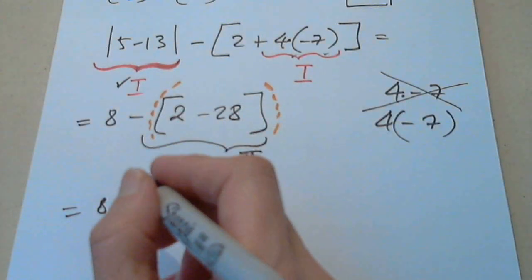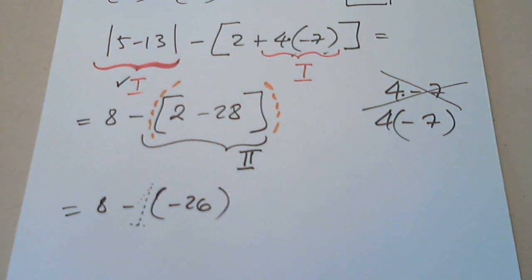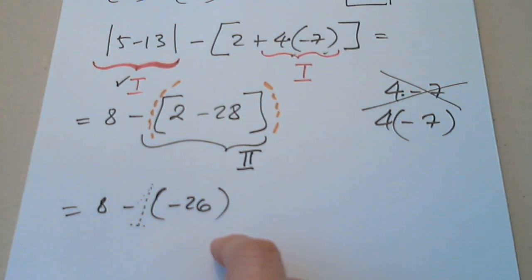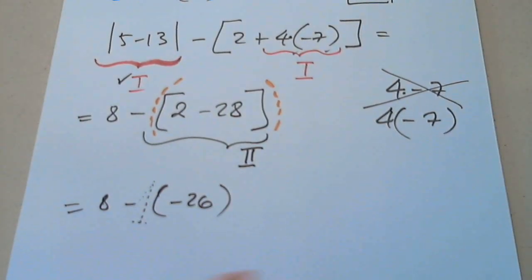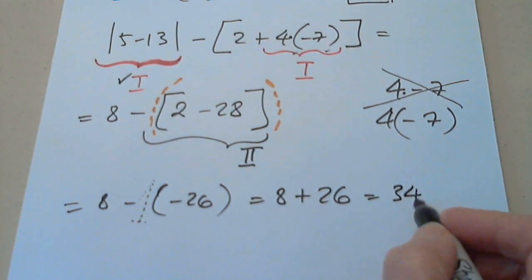But now, remember, I have an imaginary negative 1 here. Or you say the opposite of negative 26. One or the other. Regardless, the answer has to be the same, and this has to be a product of 2 negative numbers, which is positive. So you get 8 plus 26, which is 34.